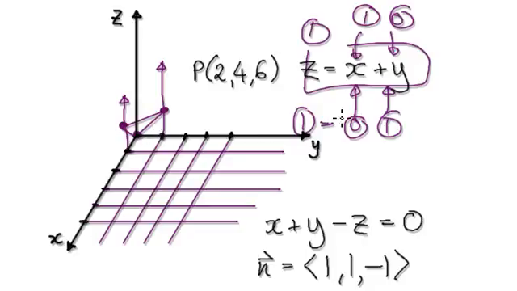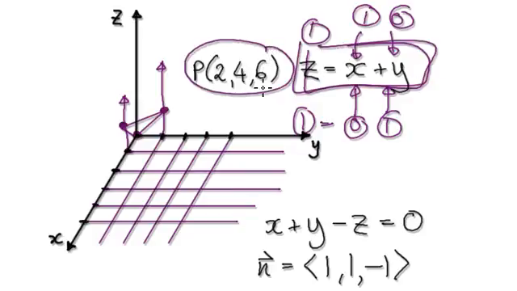Well, we want a plane that is parallel to this plane and passes through this point. This point being 2 across, 4 across in the y direction, and 6 up. Let's just say it's somewhere around here. So we want the equation of the plane that is parallel to this plane and passes through this point.